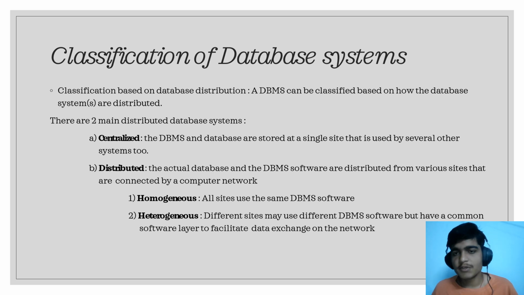The distributed database system can be further divided into homogeneous and heterogeneous. Homogeneous stores a similar kind of data and heterogeneous stores different kinds of data. So in these three forms, the database management system is classified.